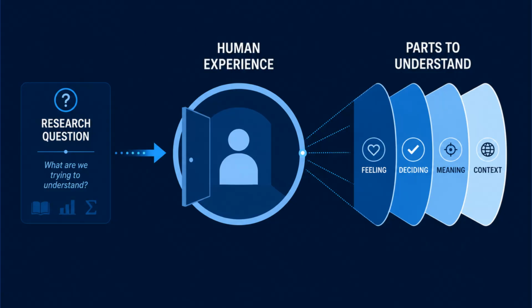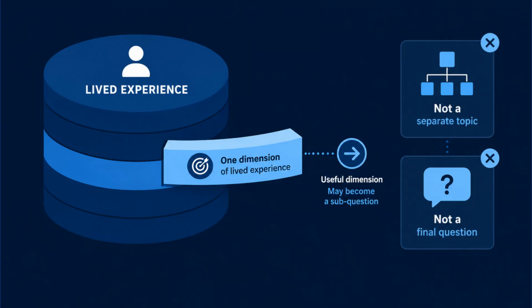This is how you move from, "I know what my question is about," to, "I know what parts of the experience my interview needs to understand." An experiential layer is one part of the lived experience that your research question needs to understand. It is not a separate topic. It is not a final interview question. It is a dimension of experience that may later become the basis for a sub-question.